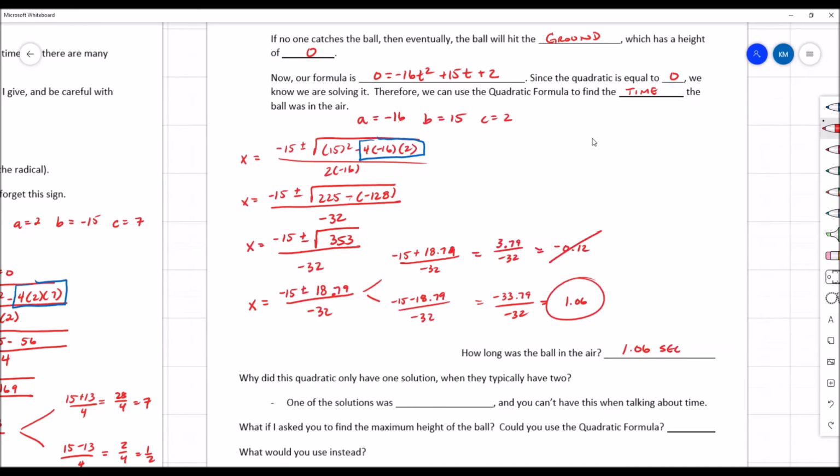Why did this quadratic only have one solution when they typically have two? One of the solutions was negative. It was a negative time, and so we know that wasn't a possibility.